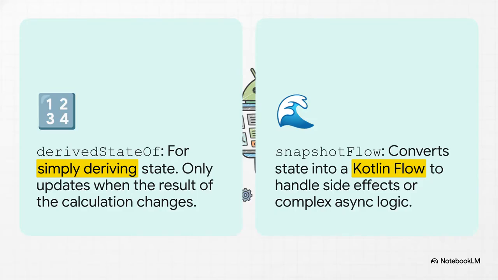But what about state that changes constantly, like, say, the user's scroll position? You can't recompose on every single pixel change. That would be a performance nightmare. For that, we have two amazing tools. You use derivedStateOf when you only care about a calculated result, like whether a scroll-to-top button should be visible. And use snapshotFlow to turn that state into a Kotlin Flow, which lets you do more complex things, like triggering an analytics event once the user scrolls past a certain point.